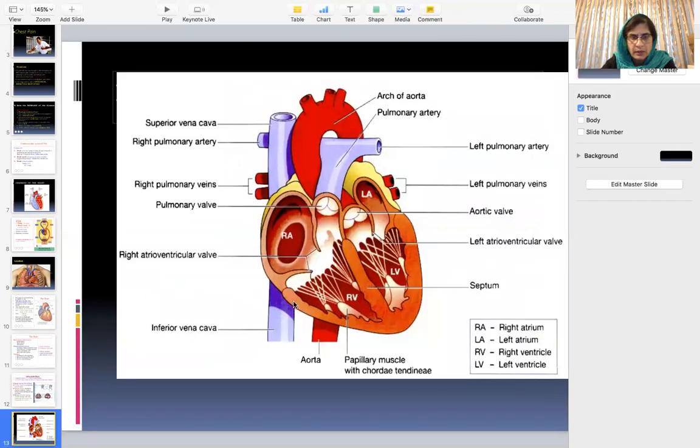So these are the right atrial muscle. This is the left atria. This is the right ventricle. This is the left ventricle. These are the papillary muscles, chordae tendineae, and these are the valves.